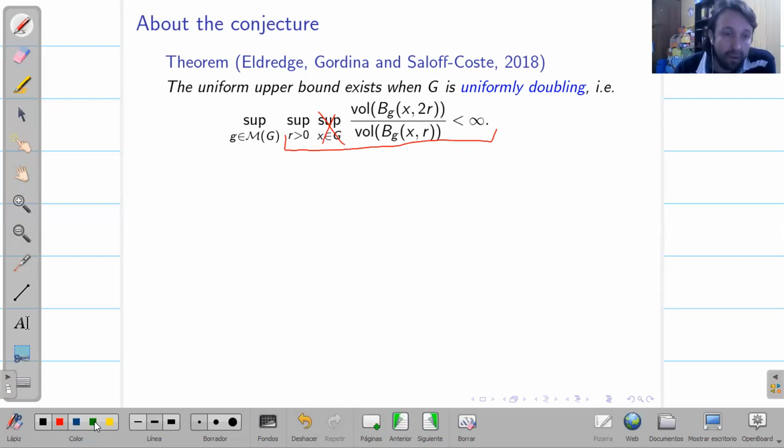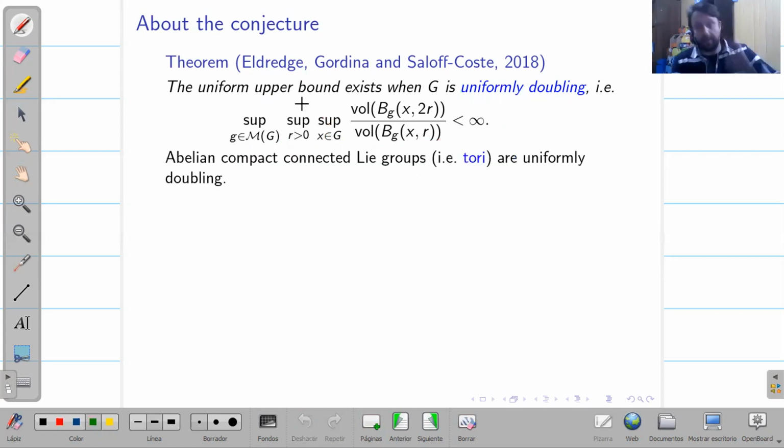And the word uniformly is here because this term should be for a particular metric. This is of course known to be finite for a fixed G, but the point is you take the supremum over every left invariant metric on G. That's the point. And they prove that if this condition holds for G, then the conjecture holds.